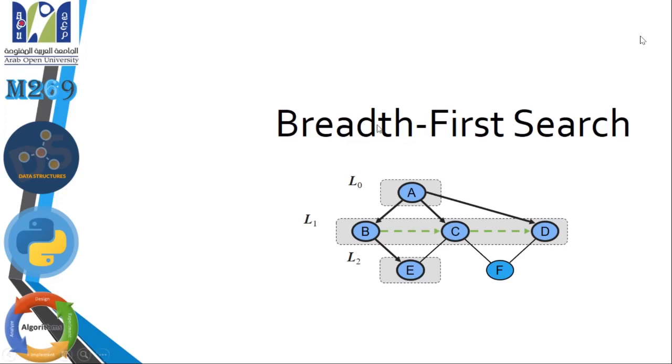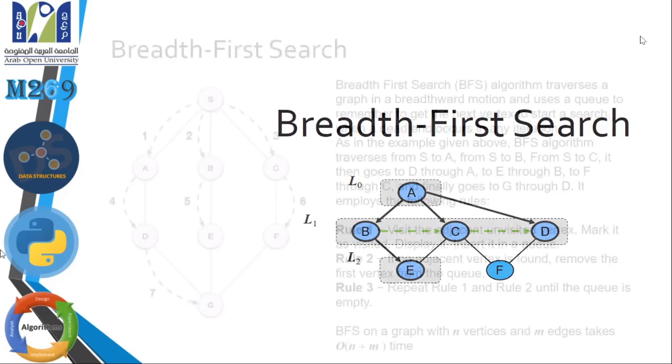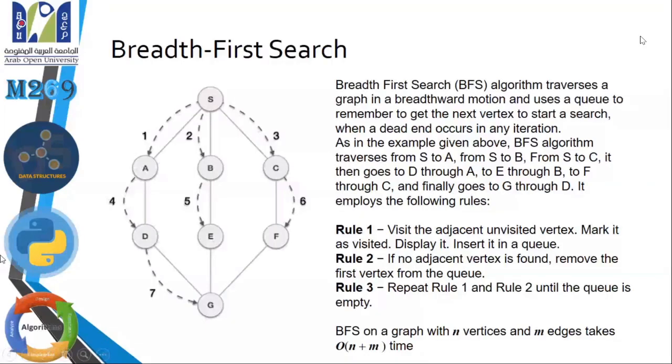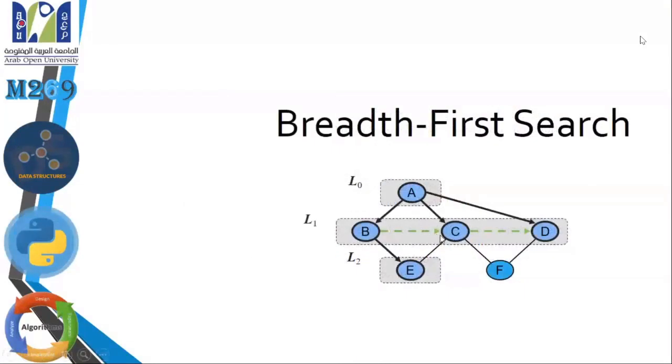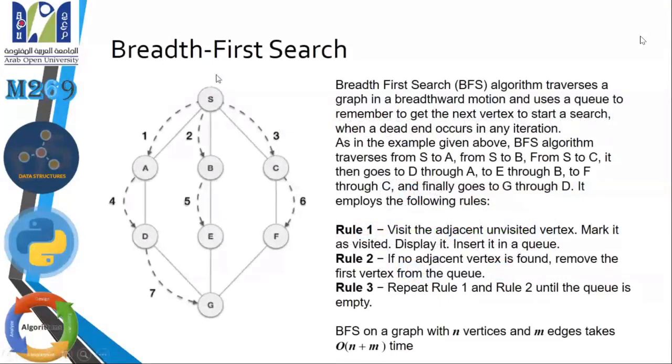Now, breadth. First of all, in breadth, you use a queue. In the depth, you will use a stack. This is number one. Now, it doesn't matter if you have a very small simple graph or a very complicated graph. If you understand the idea, it will be so easy, inshallah.